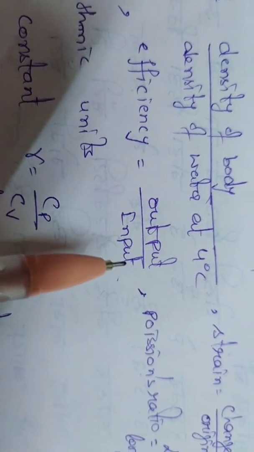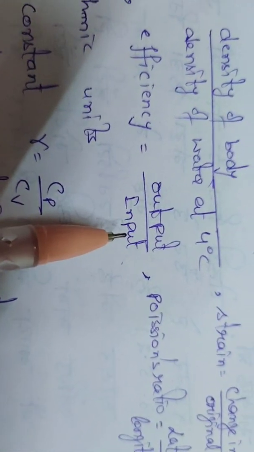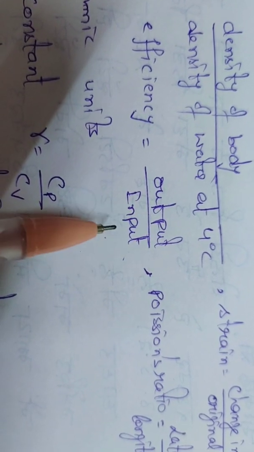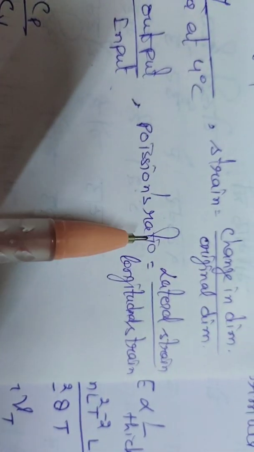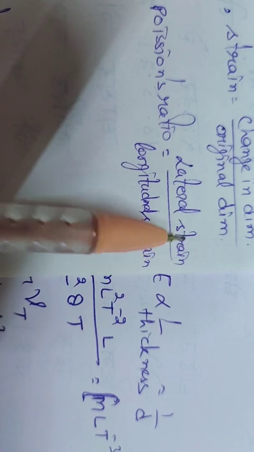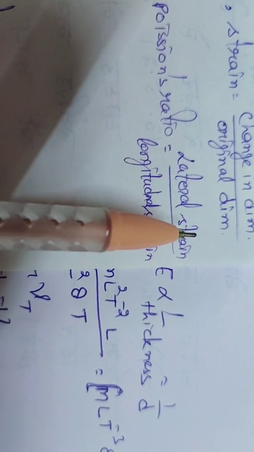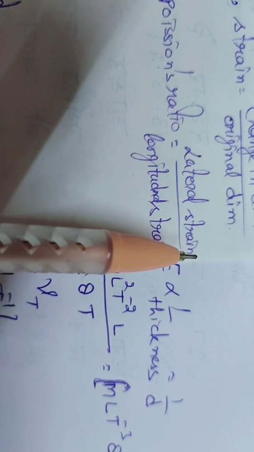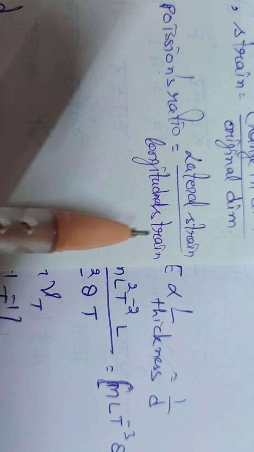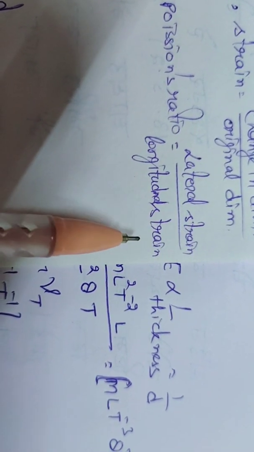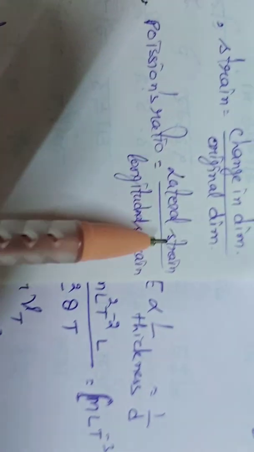Efficiency is always output upon input, the same physical quantities being divided, so it does not have a dimensional formula. Poisson's ratio is a ratio of lateral strain to longitudinal strain, meaning change in diameter per unit original diameter, change in length per unit original length. Both the strains do not have a dimensional formula, so how can the Poisson ratio have a dimensional formula.